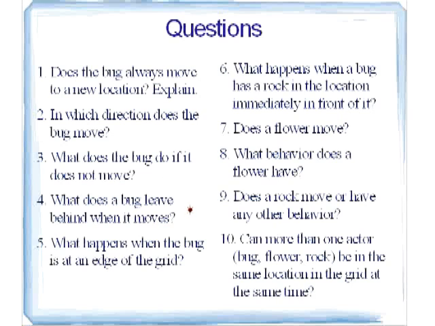What does it leave behind? Well, it leaves flowers. What happens when it's at the edge? What happens when it has a rock? Do flowers move? What behaviors do flowers have? Does a rock move? And can more than one actor be in the same location? So it's really just trying to make the students do the exploration we were just kind of looking at, right? Explore each of the different methods and get an understanding of each of the three basic actors.